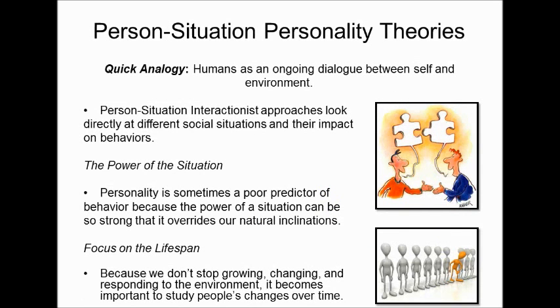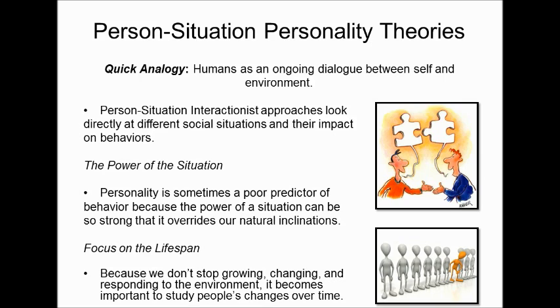The last one, kind of a combination of everything, the person situation approach or perspective, says that humans are an ongoing dialogue between ourselves and the environment. So it looks directly at how different social situations might impact behavior. And this is very much along the lines of social psychology, maybe even a little bit of sociology, because we look at the power of the situation.